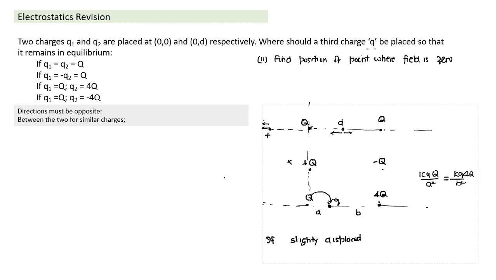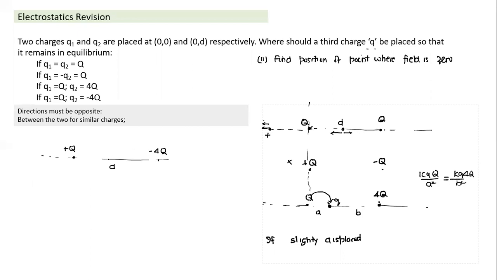This is a very simple question. One last part is what we want to do here. If charges are like this, if one is Q and the second is minus 4Q and the distance is D, where should I place the third charge so that it remains in equilibrium?